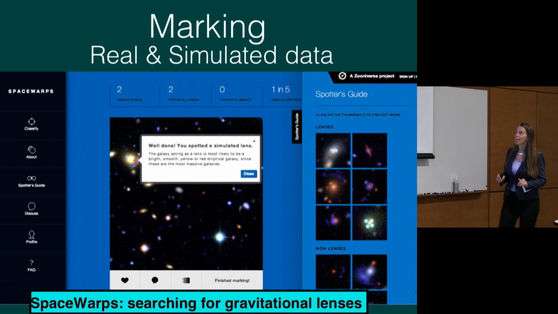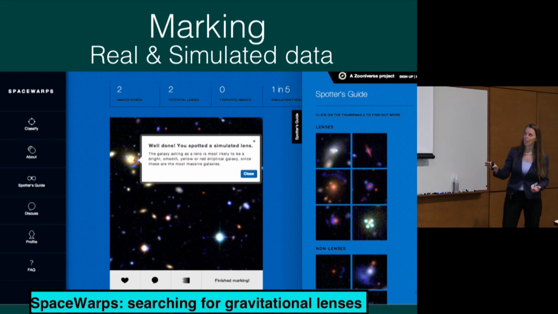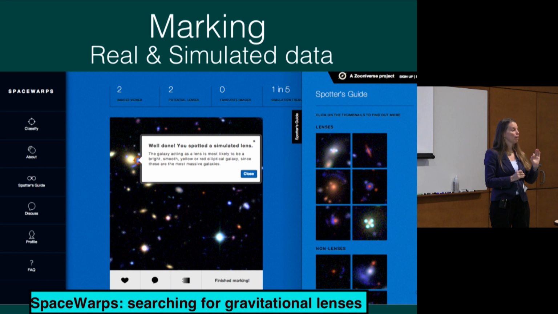So another task is marking. This is Space Warps. It's searching for gravitational lenses. The idea here is you literally set a mark on the screen. And then you can do several things there. You can ask questions based on that mark that the person can click yes or no. So that would then be a combination of a decision tree and mark.